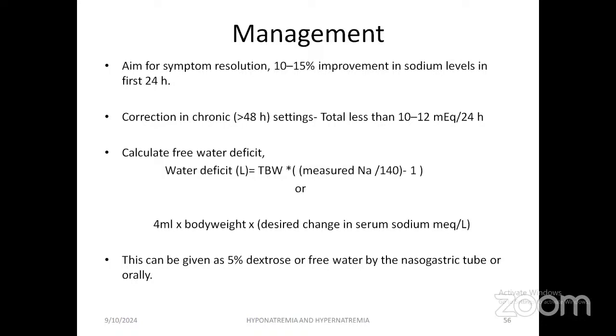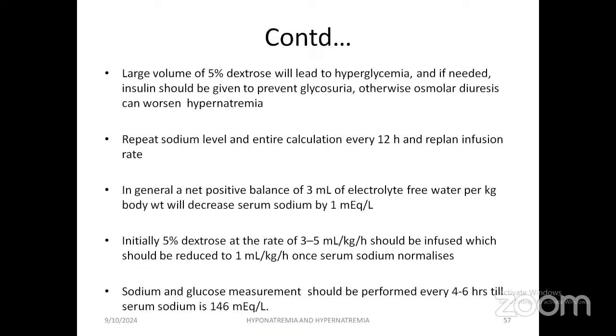This can be given as 5% dextrose or free water by nasogastric tube or orally. Large volumes of 5% dextrose will lead to hyperglycemia, and if needed, insulin should be given to prevent glycosuria. Otherwise, osmolar diuresis can worsen hypernatremia. Repeat sodium levels and the entire calculation every 12 hours and replan the infusion rate. In general, a net positive balance of 3 ml of electrolyte free water per kg body weight will decrease serum sodium by 1 milliequivalent per liter.